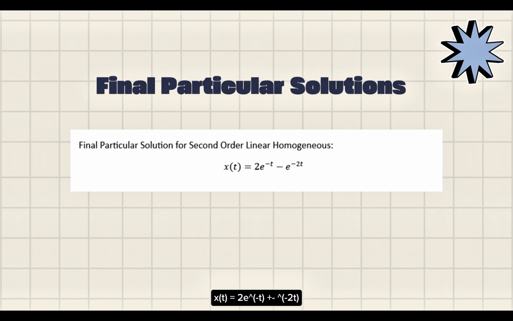This gives us our final particular solution, x(t) equals 2e to the power of -t minus e to the power of -2t. Conceptually, as time approaches infinity, both exponential terms decay rapidly towards 0. This proves that our mechanical door closure functions perfectly, returning the door to its frame smoothly without overshooting or oscillating.